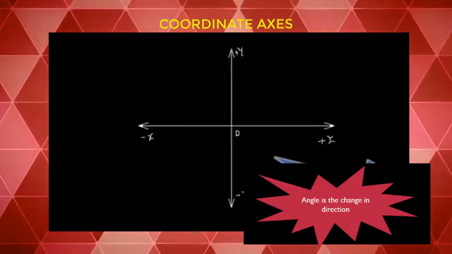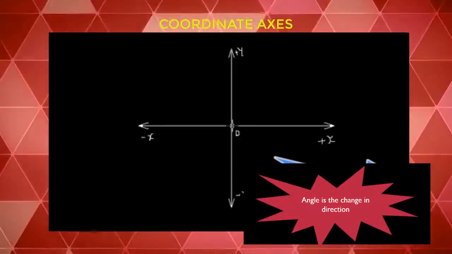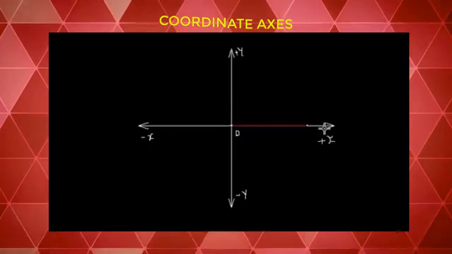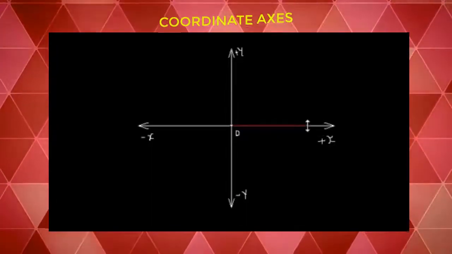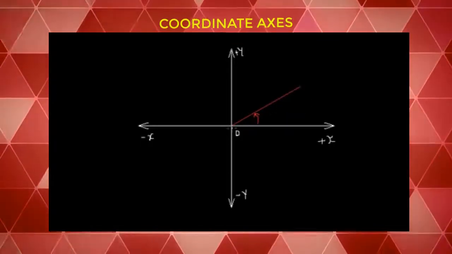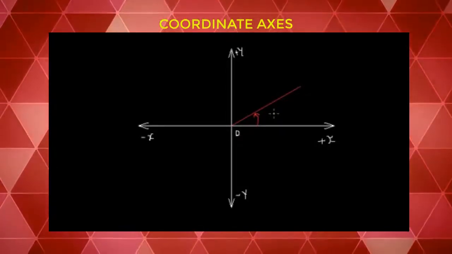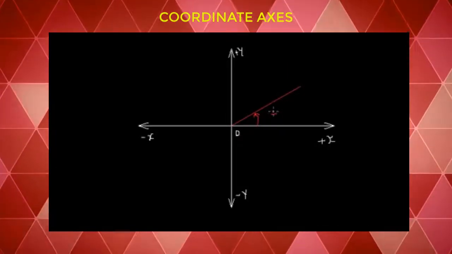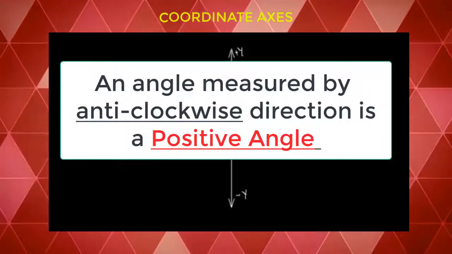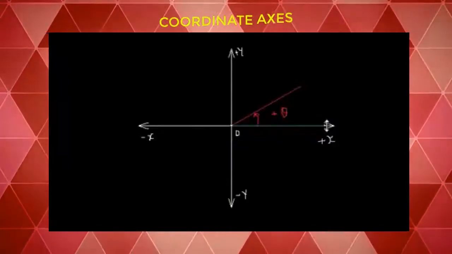So what is an angle? An angle is actually the change in direction. If I'm here looking in this direction, the angle is referred to as 0 degrees, but if I change the direction, this angle is measured from the positive x in the anti-clockwise direction, and this will be referred to as a positive angle, or we call it plus theta. So an angle measured in the anti-clockwise direction is a positive angle.